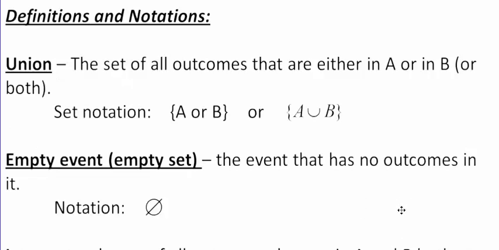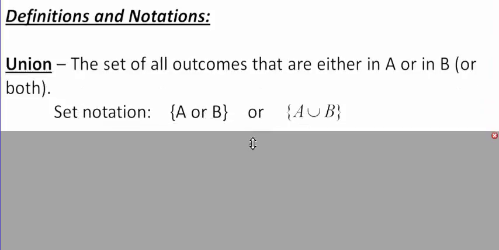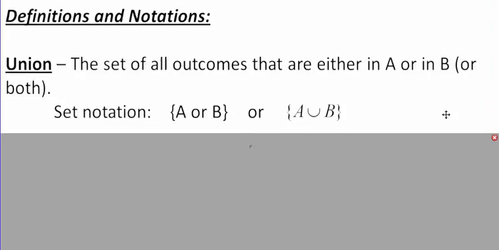All right, so just some notation. So we have the union. The union is the set of all outcomes that are either in A or in B or both. Let's go one of these at a time. So you would have A or B, so OR represents the union.